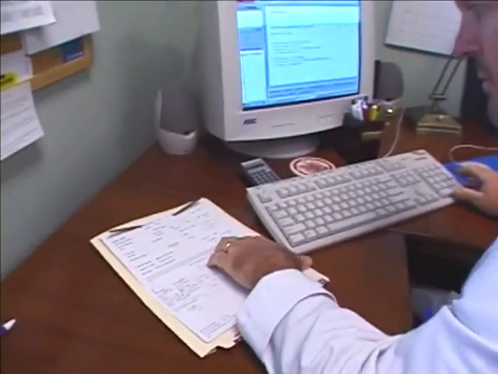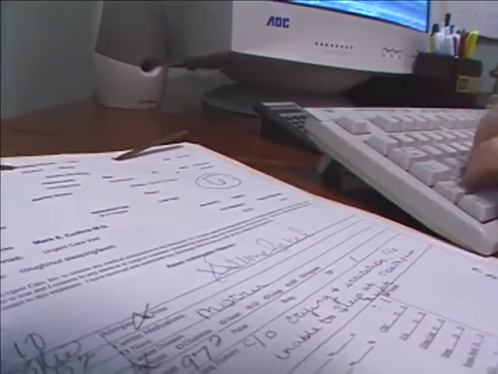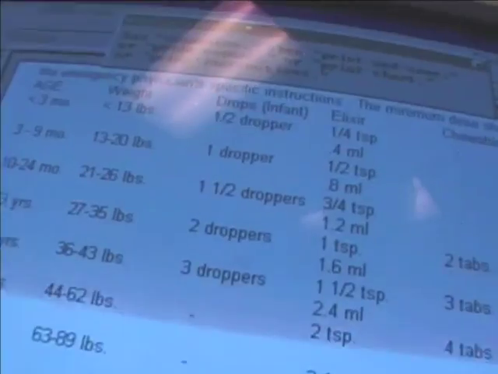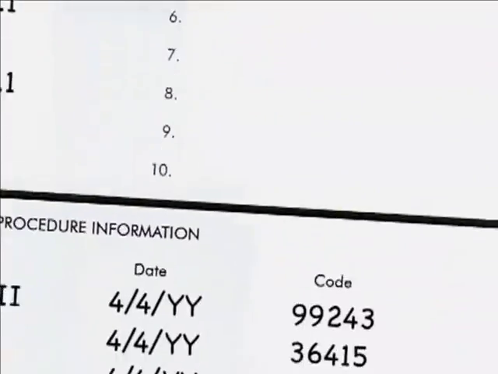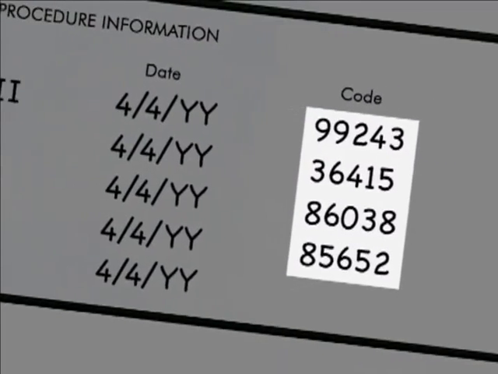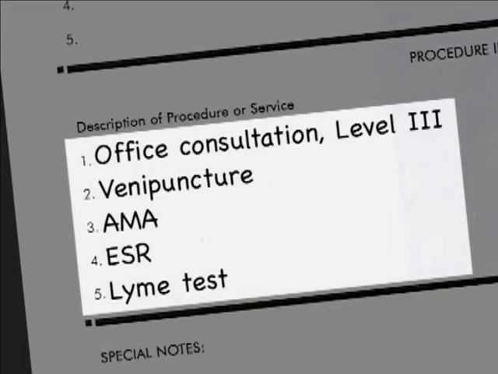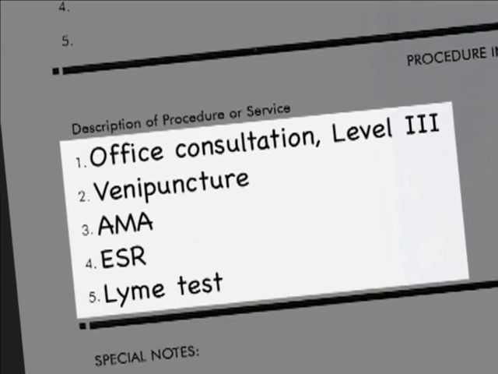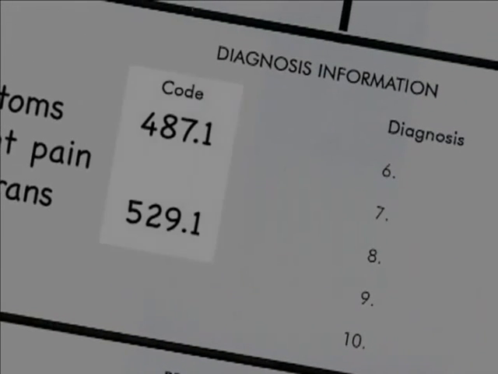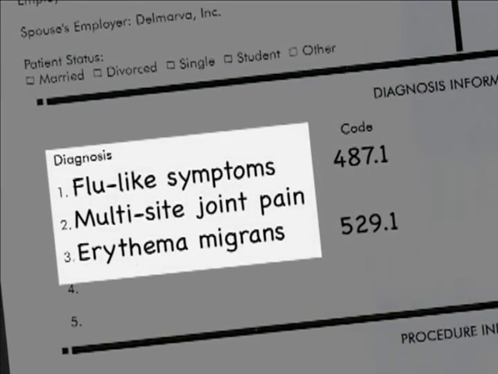In order for the insurance company to understand what is being billed, the physician will complete a charge slip or encounter form at the time of the patient's visit. This form contains CPT and HCPCS codes that describe the type of visit, procedures performed, and any tests that may be required. ICD codes are included on the form to describe diagnoses, signs, and symptoms.